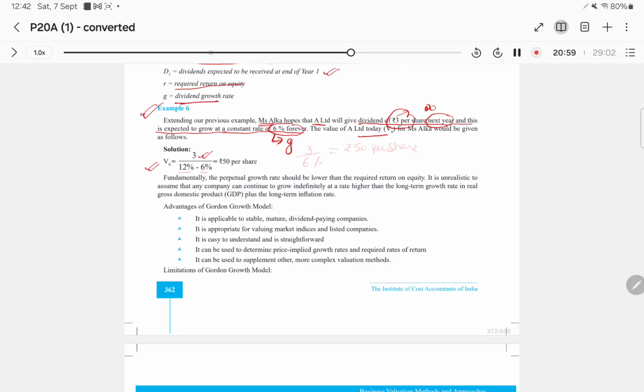What is R? R was given in the previous question, that was 12%, and Miss Alka is expecting a growth rate of 6%, so we are deducting it. So 3 by 6% gives ₹50 per share, which is the value that can be expected by Miss Alka today. Okay, proceeding further, let's go with another question.